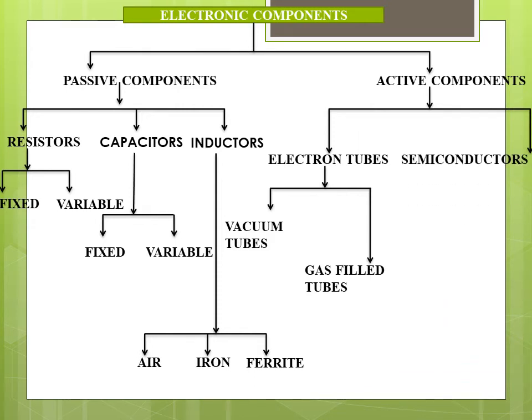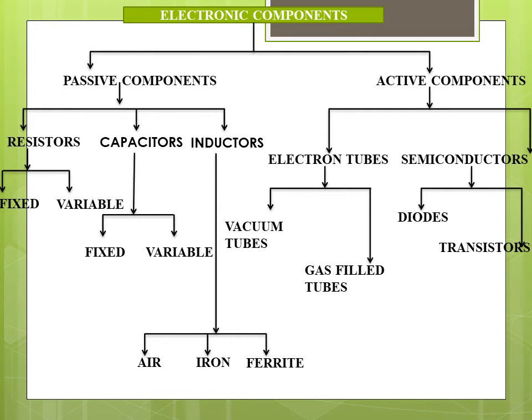Semiconductors are the second important classification of active components. The electron tubes are now replaced by semiconductors. Semiconductors play a very important role. All the electronic components and gadgets, from simple ones to your mobile phone, laptop and computers, all the devices, the electronic circuits are constructed using semiconductors. Semiconductors are further classified into diodes, which perform rectification, and transistors, which perform amplification.